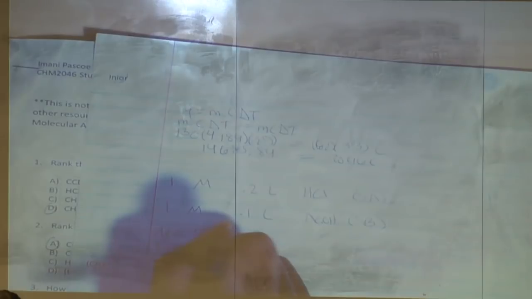The next part is we're going to find the moles of each of these. So molarity equals moles over liters. You have 1 equals moles, what we're looking for, over 0.2 liters. So we're just going to do 0.2 times 1. So the moles equals 0.2 for HCl. Now we do the same thing for NaOH, and we should get 0.1 moles.